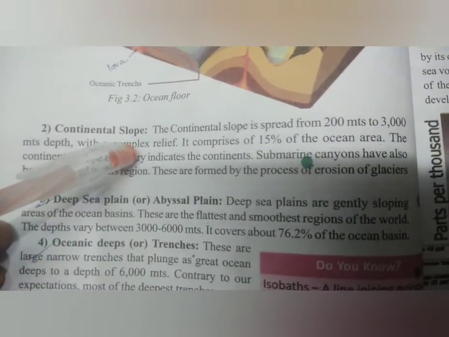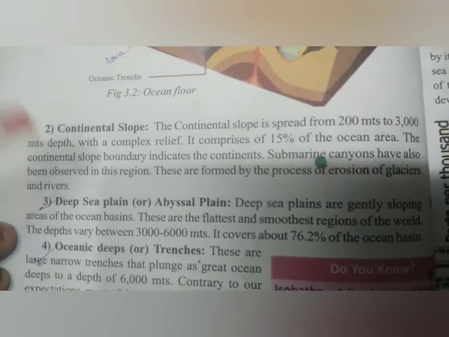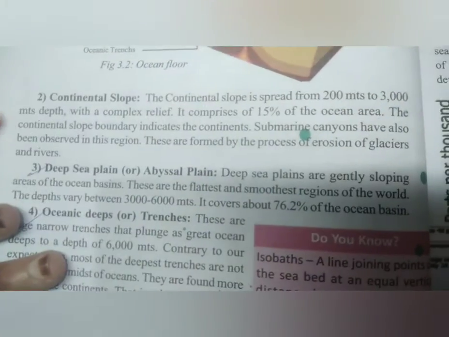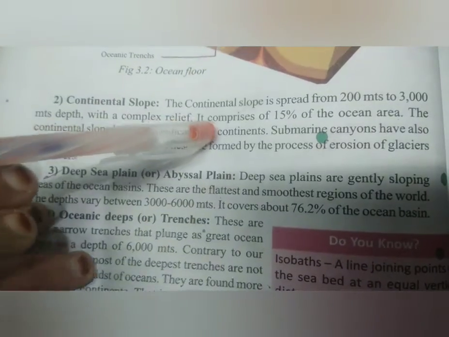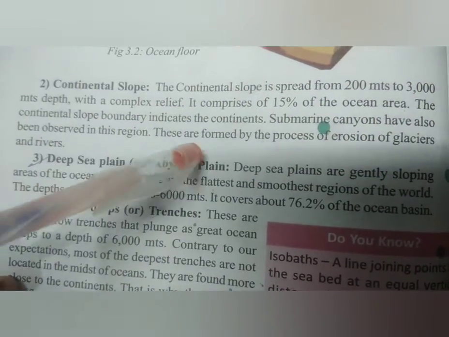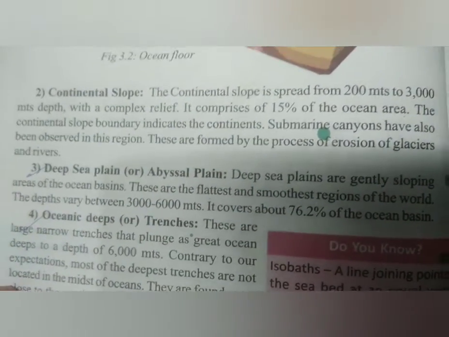Now see the second one: the continental slope. The first one was the continental shelf, which we studied. The second one is the continental slope. The continental slope spreads from 200 meters to 3000 meters depth with a complex relief. It comprises 15% of the ocean area. The continental slope boundary indicates the continents. Submarine canyons have also been observed in this region. They are formed by the erosion of glaciers and rivers.